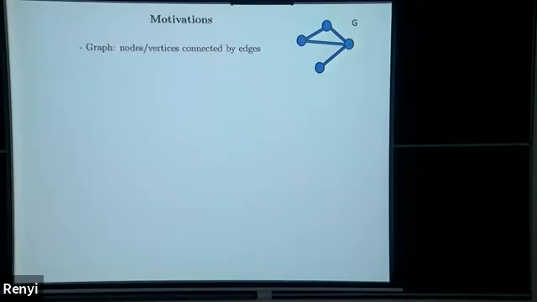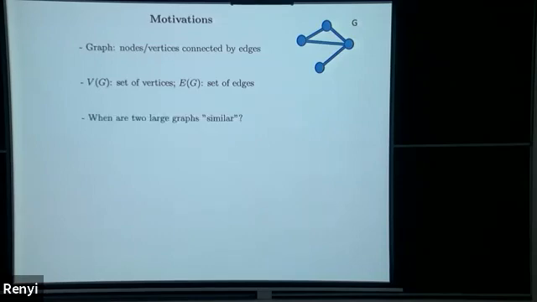Okay, so we look at graphs, which are objects, nodes, vertices that are connected by edges. From real life motivation, these describe networks, say the internet or the network of social interactions between people. And we'll denote by VG the set of vertices and by EG the set of edges.